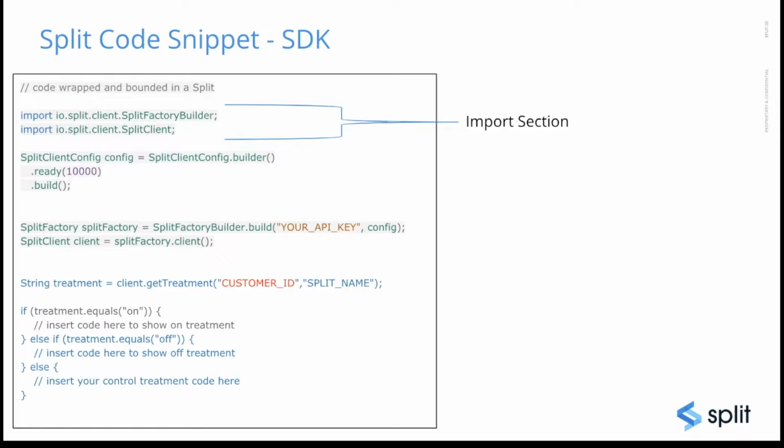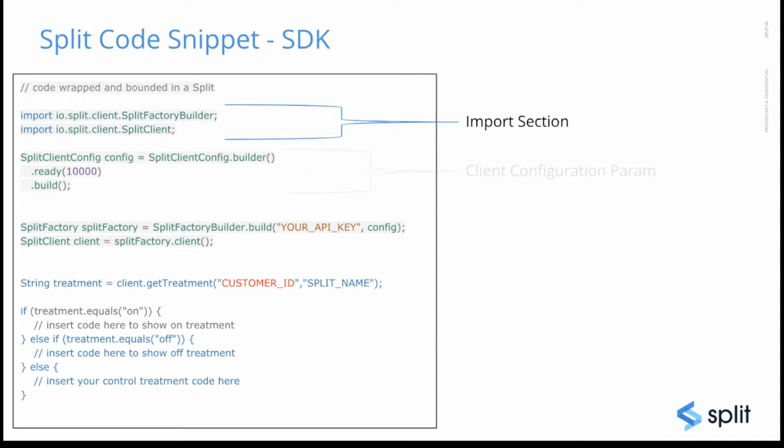Now here is a Split code snippet for any generic SDK. First, obviously, we need to import the libraries, and these libraries are all available. They're all open source, and if you look in the documentation section on our website, you can find how to install these libraries for your respective language.